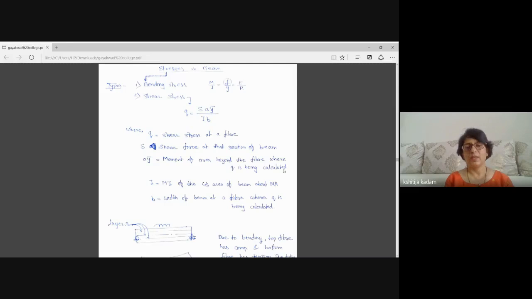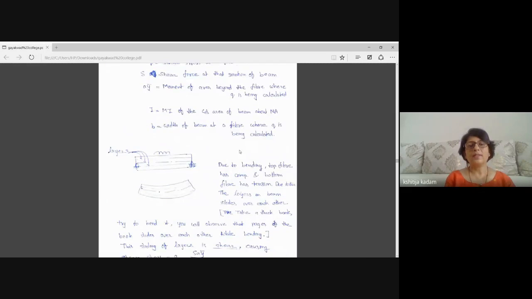I will explain this in sketch, but you just understand that A Y bar is moment of area. That means area multiplied by distance from neutral axis. I is the moment of inertia of the entire cross section area of the beam about neutral axis. And small letter b is width of the beam at a fiber where Q is being calculated.